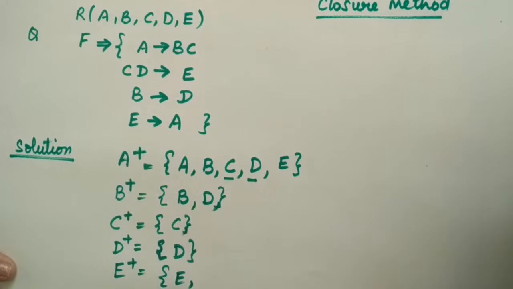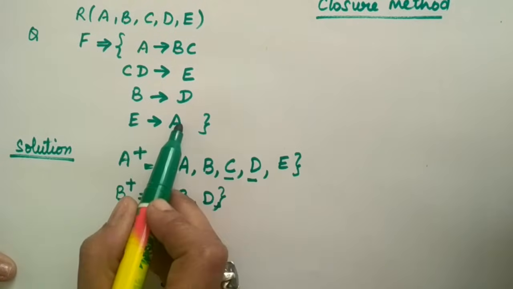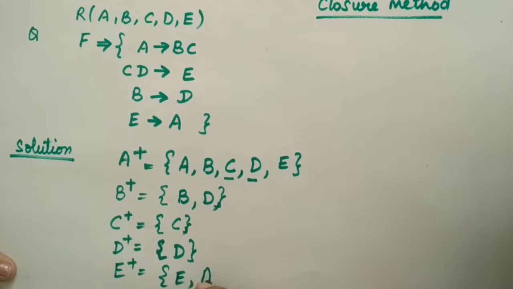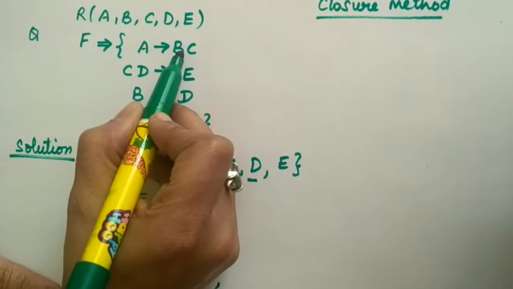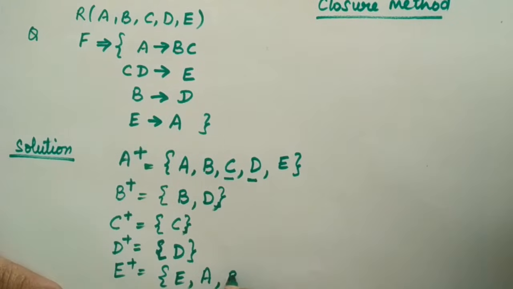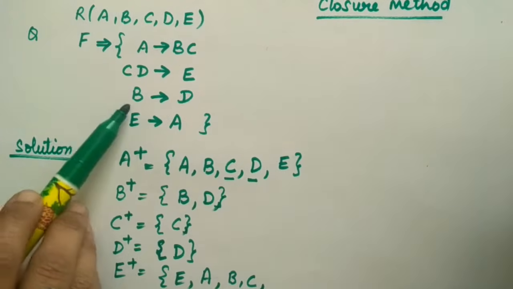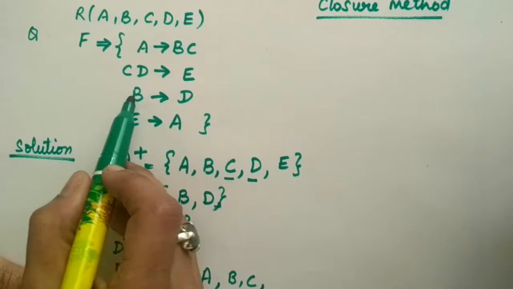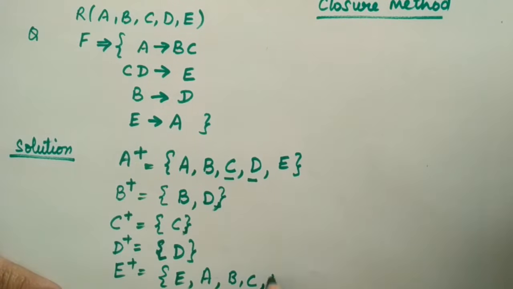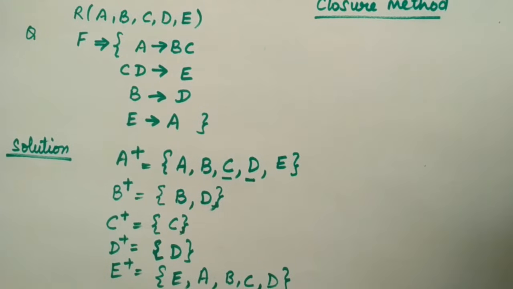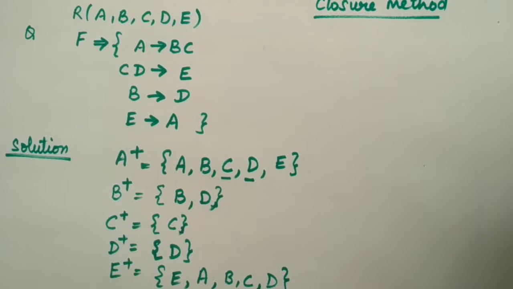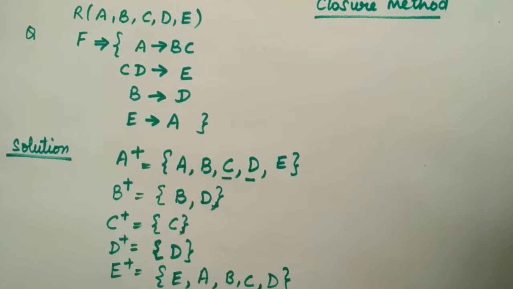Now the closure of E. E itself, then with E I can reach A. Yes, I can reach A. With A I can reach other attributes B and C. Next, I have B, and with B I can reach D. So I will write here D. So all the attributes are covered, A, B, C, D, E. So this ends here.